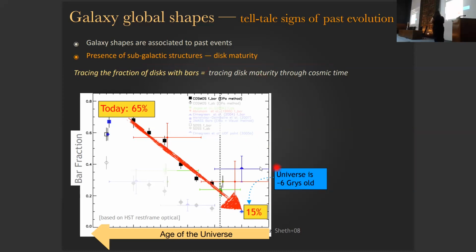And when you go out to higher redshift, and this is using HST data, ACS, so this was really nice resolution at the time. I mean, it still is incredible resolution. And this was up to a redshift of 0.8, which corresponds to when the universe was 6 giga-years old.